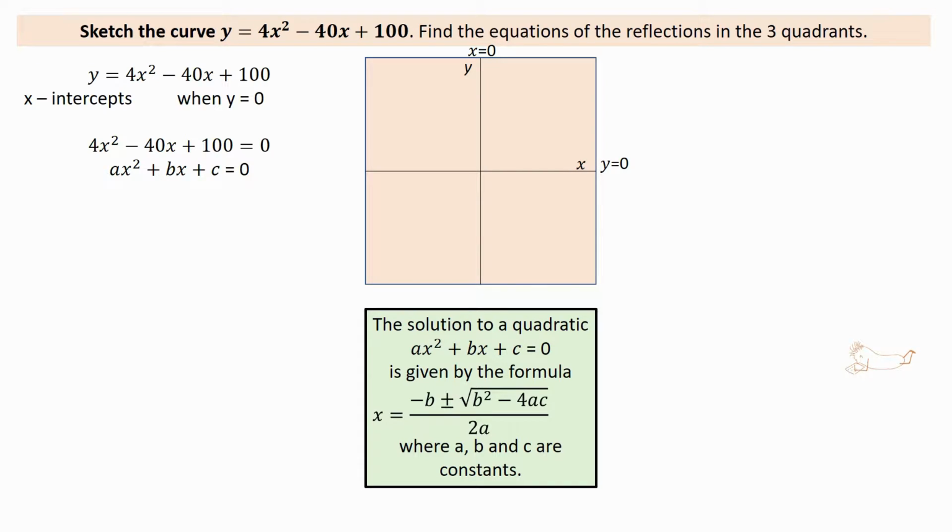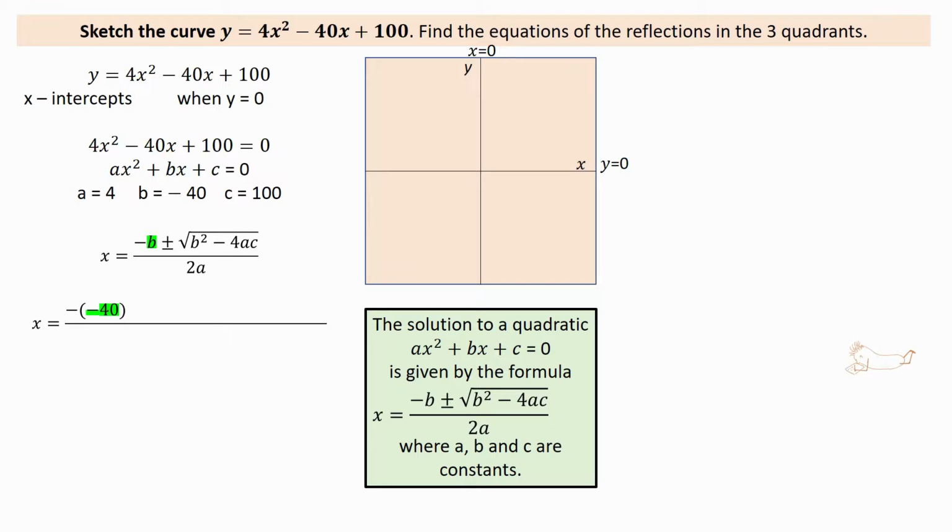Compare the general equation of the formula with your quadratic to find the values of a, b and c. So a equals 4, b equals negative 40, and c equals 100. Substituting these values in the formula gives minus negative 40, plus or minus the square root of negative 40 all squared, minus 4 times 4 times 100, all over 2 times 4.